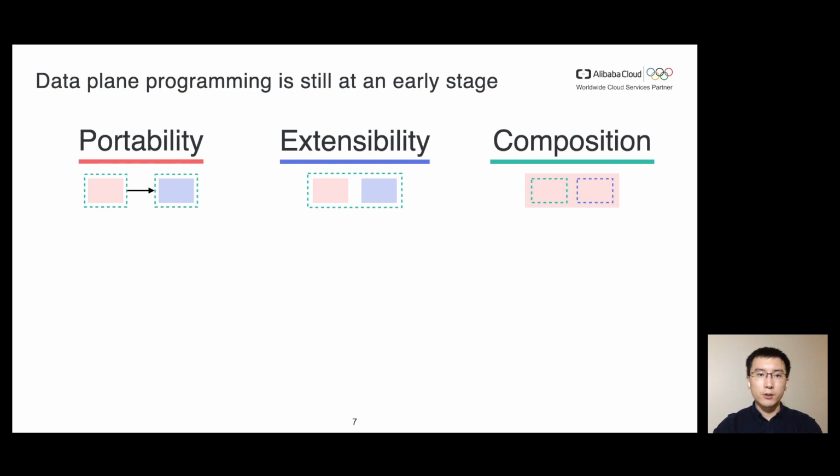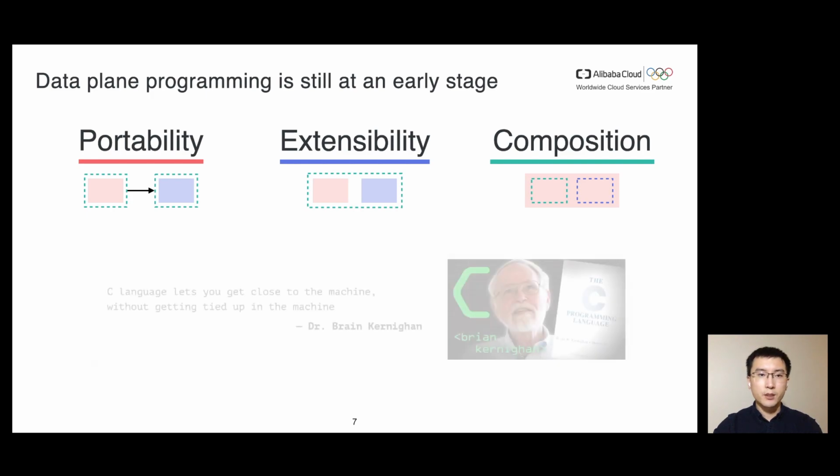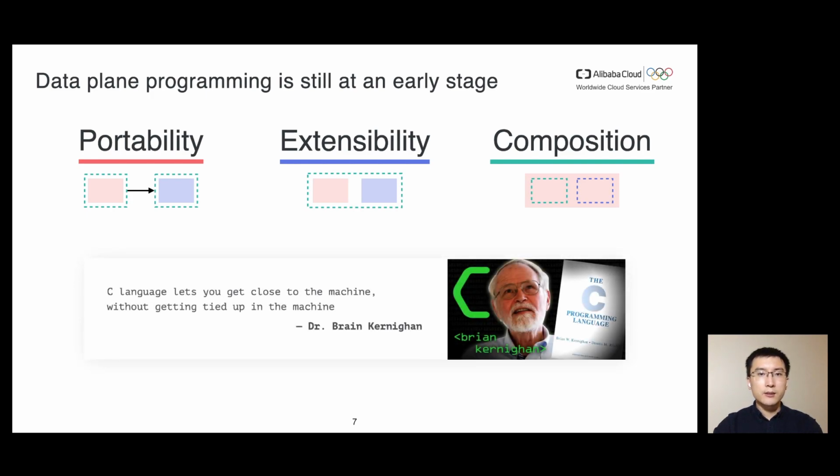Like we've said before, the low-level chip-specific language is the same as assembly language that is specific to the architecture. Just like Dr. Brand said, the C language lets you get close to the machine without getting tied up in the machine. So now it's time to propose a high-level data plane language.